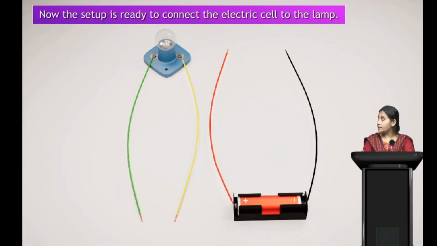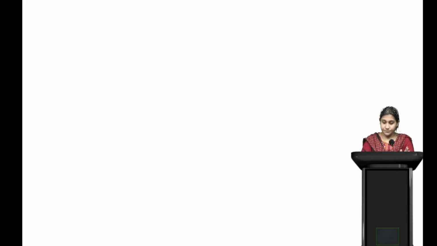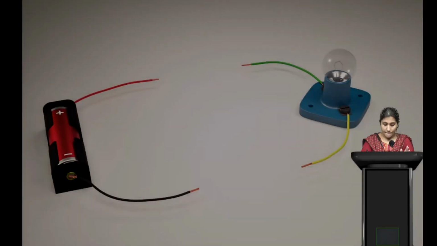Now the setup is ready to connect the electric cell to the lamp. So we were having four wires, isn't it? And we have connected the two wires to the lamp holder and the two wires to the electric cell. Okay, so now our setup is ready to perform the activity.